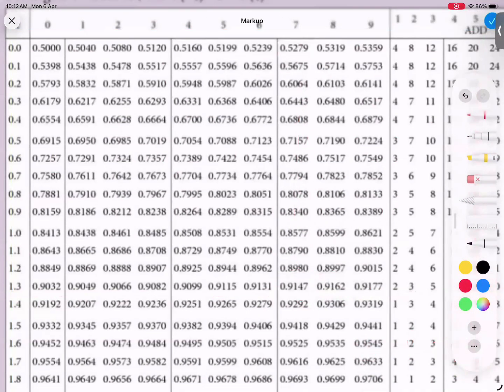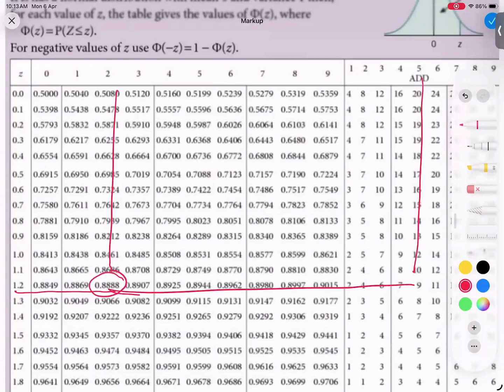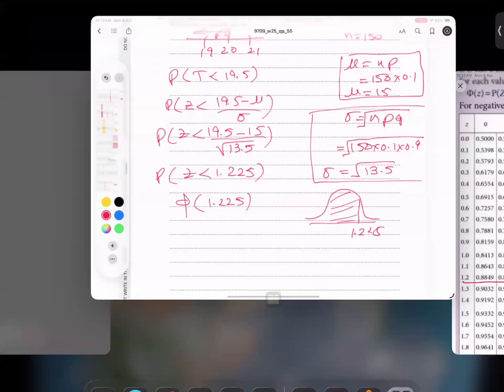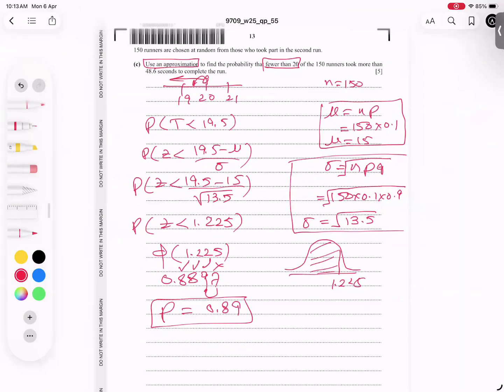So where is 1.225, students? 1.22 is this, and 5 is coming in this section, same line. So 9, if I add it, 0.8848 and 9, so it turns out to be 0.8897. So I'm getting here 0.8897, but probability is always 3 SF. So when I add 1, I get 0.89. The 0 is not compulsory to write, and I hope the concept of the question is completely clear.